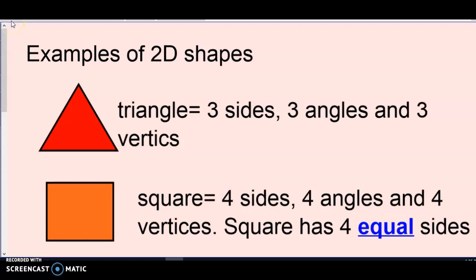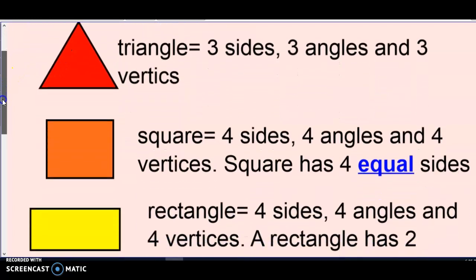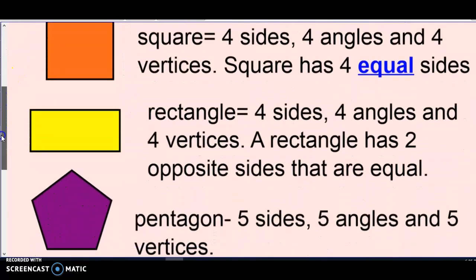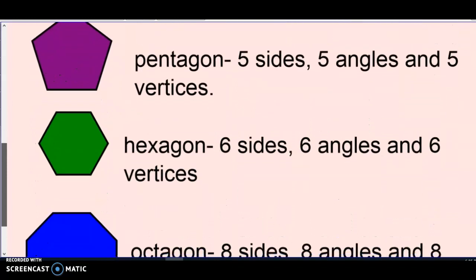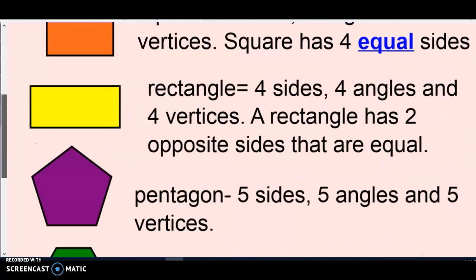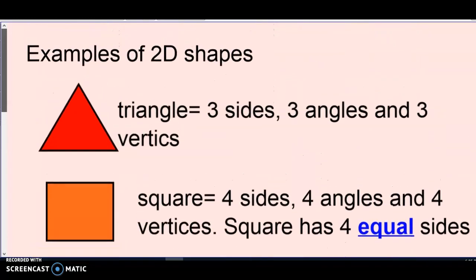So some examples of 2D shapes are triangles, a square, a rectangle, pentagon, hexagon, and octagon. And we're going to take a moment and we're going to talk about each of these shapes and what makes each of these shapes unique, or their attributes.